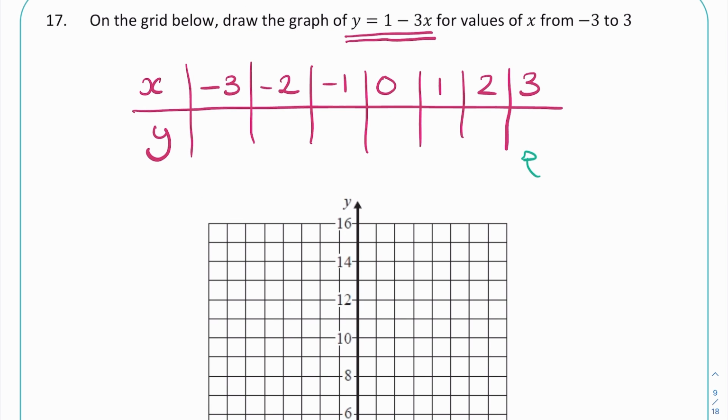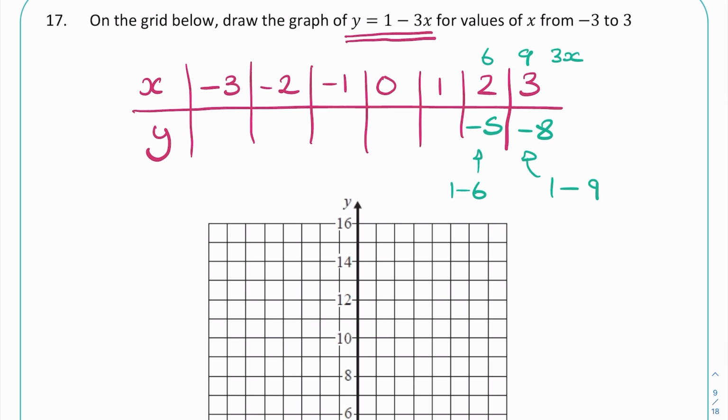So I'd start from the right hand side. You've got to be very careful with this one, but it says y is equal to 1 take away 3x. So that'd be 1 take away whatever 3 times x is, and this is 3 times 3. So if I was to write the 3x just above, 3 times 3 is 9. So it's 1 take away 9, which is negative 8. 3 lots of 2 is 6. So for this one next to it, it's 1 take away 6, which is negative 5.